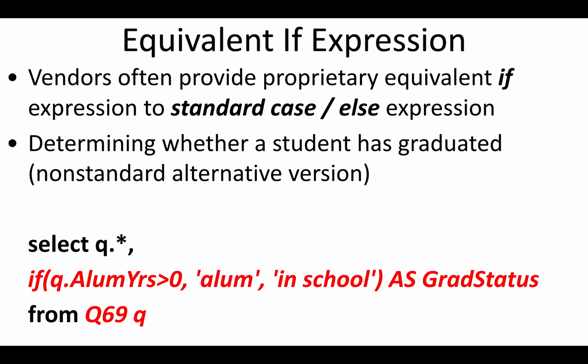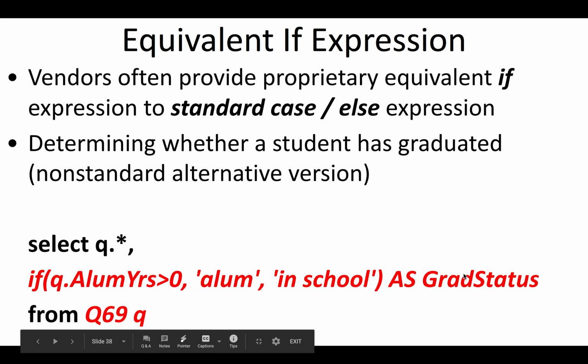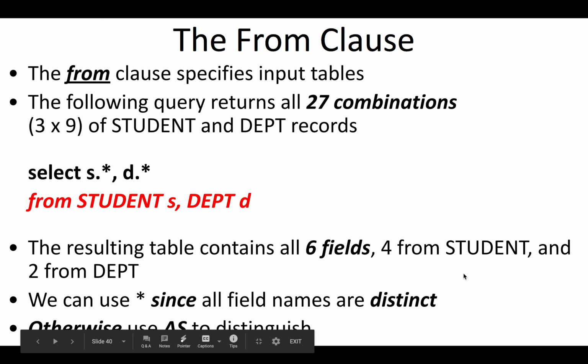Equivalent. There's also an if statement as well. So there's the case. There are two syntaxes of case. But you can also use an if statement. It's much more compact, right? Much more terse. Select star, comma, and then the graduating status is take Q. Is it positive? It's an alum. If it's not positive, then it's in school. Very much like Excel, right? We have an if statement where you have a true clause, and then you have a false clause, right? Very much like Excel. And then you can name it. You can name the field whatever you want. All right, excellent.